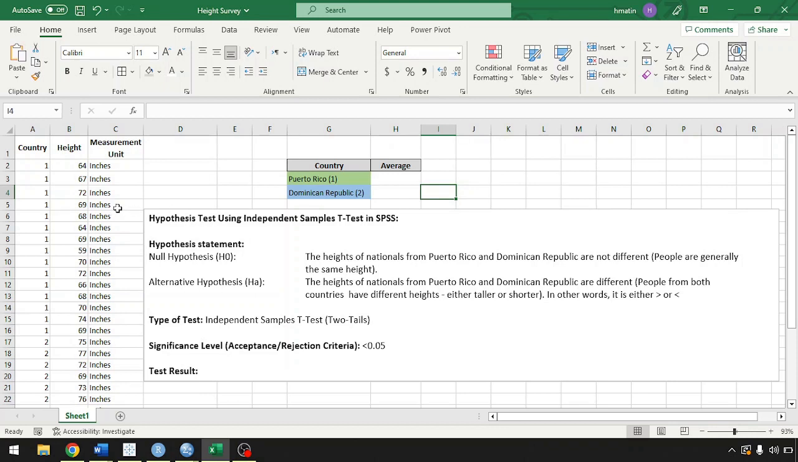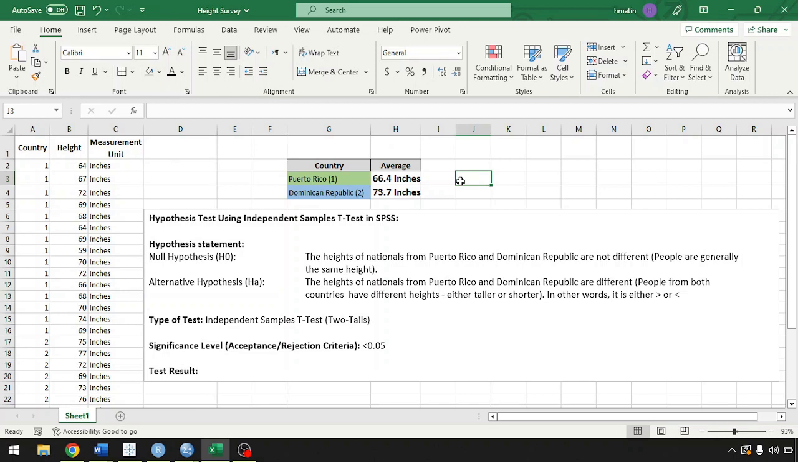So what I would do is, let's say I go and perform a survey of the population in both countries, and I randomly select 15 people from country one, Puerto Rico, and then 15 people from country two, which is Dominican Republic, and I record their heights. The measurement unit is inches. It turns out that the average height in Puerto Rico is 66.4 inches, and the average height in Dominican Republic is 73.7 inches.